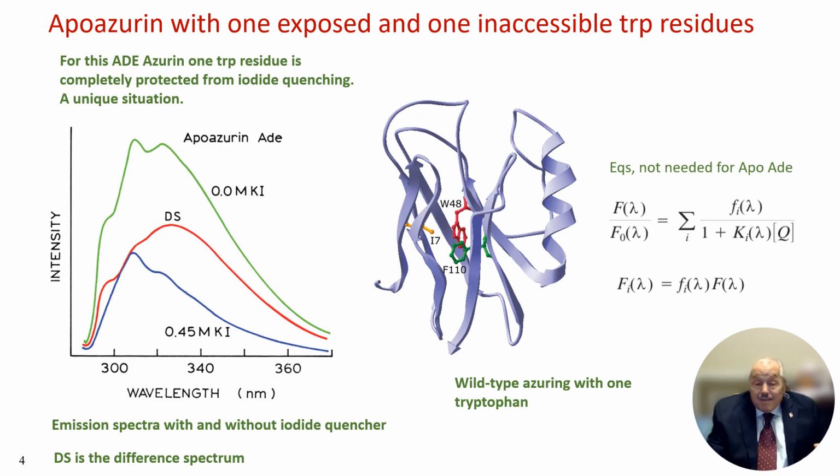This was a fortuitous case because normally you're not going to get such an extreme difference between the availability to quenchers, and so it's not going to look as crisp as this. And also apoazurin has the unique feature of having some structure in its very buried emission, a very buried tryptophan residue, which makes the resolution seem even a little more simple.